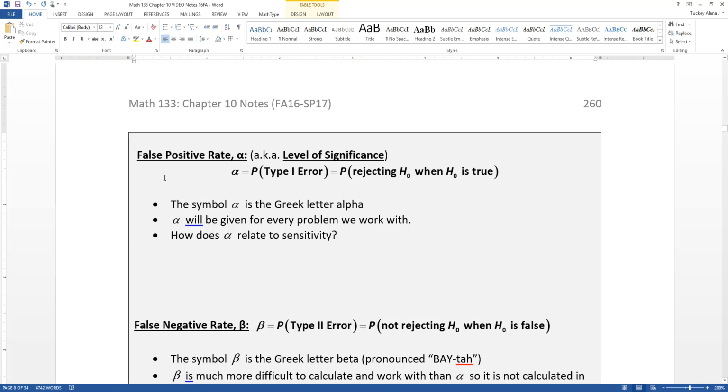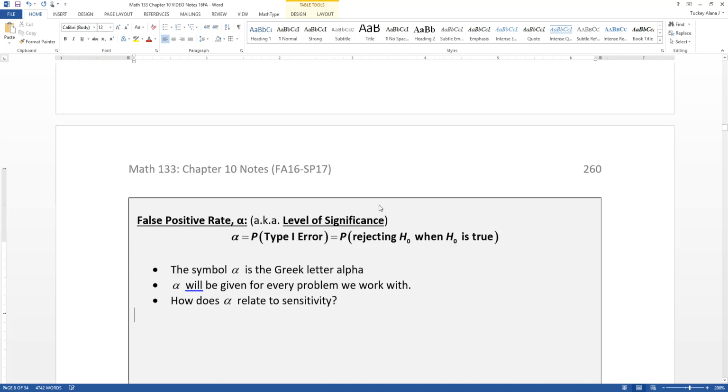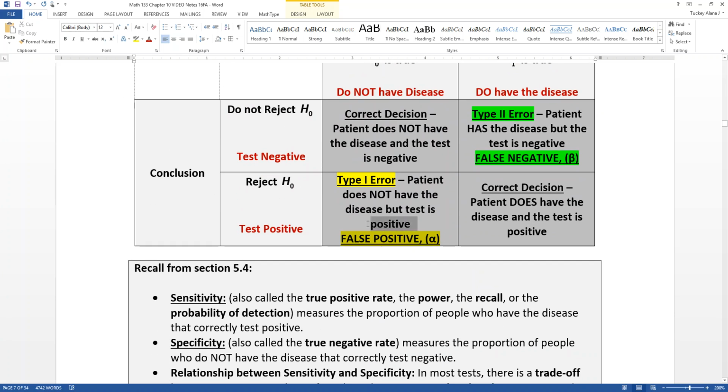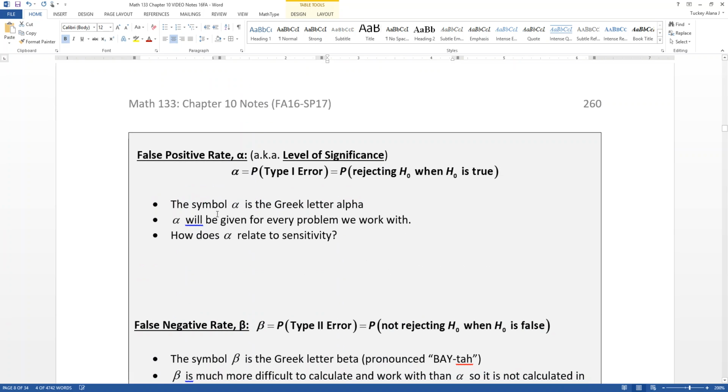So we learned that false positive rate is your level of significance, which is your alpha. This is your false positives right here. And that's the Greek letter alpha that we worked with in every problem. I was going crazy when I typed this. This is actually specificity, not sensitivity. Sorry about that. I must have been very tired.